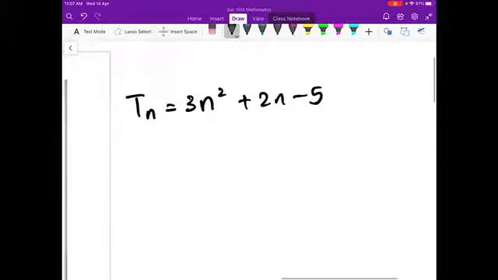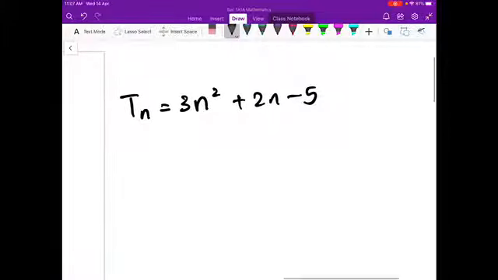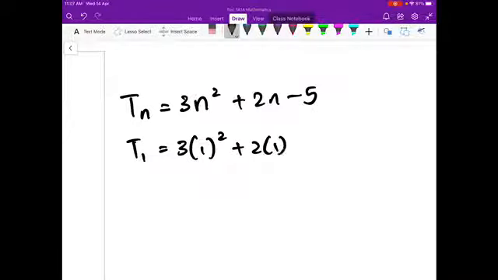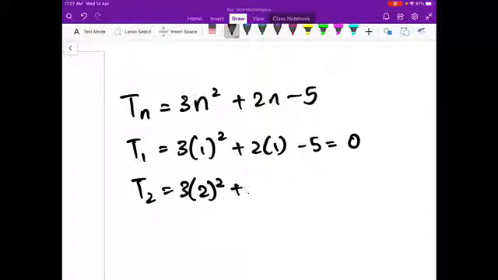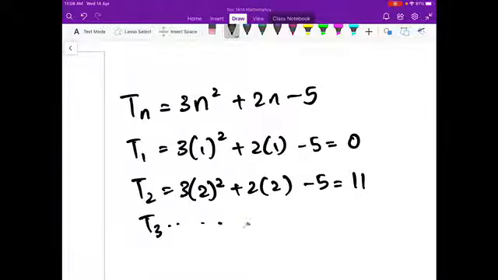But we use n normally. Don't go and change to anything else. So for example, if this is the number pattern, then our term number 1 will be 3 times 1 squared plus 2 times 1 minus 5, and we get 0. Then term number 2 will be 3 times 2 squared plus 2 times 2 minus 5, which gives us 12 plus 4 minus 5, 11. And term number 3, and so on and so forth.